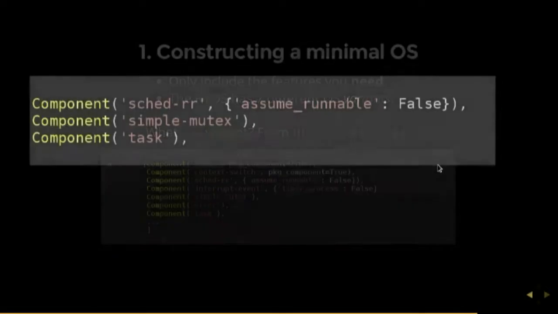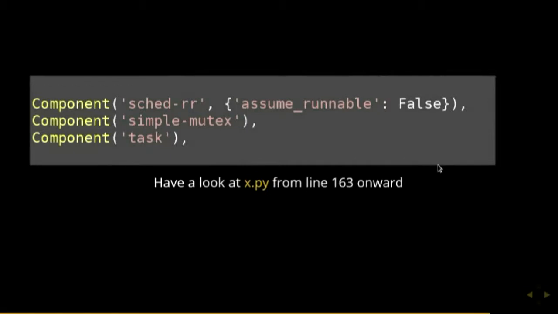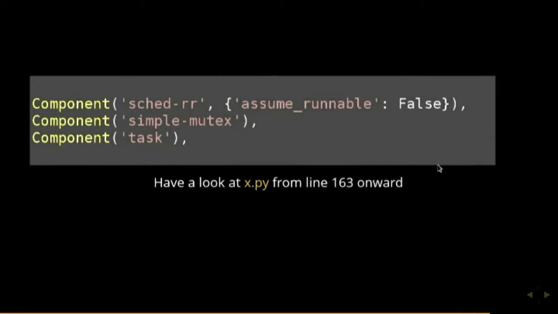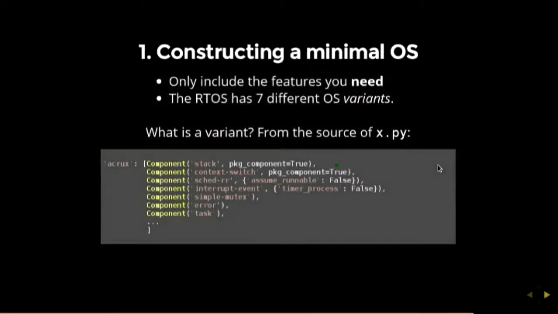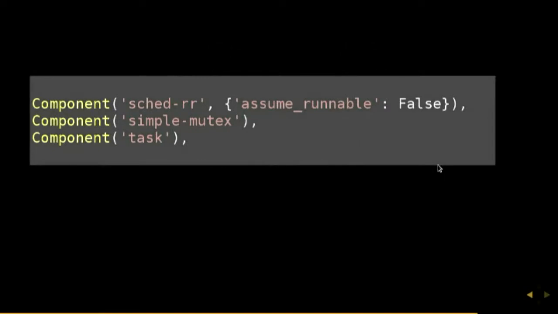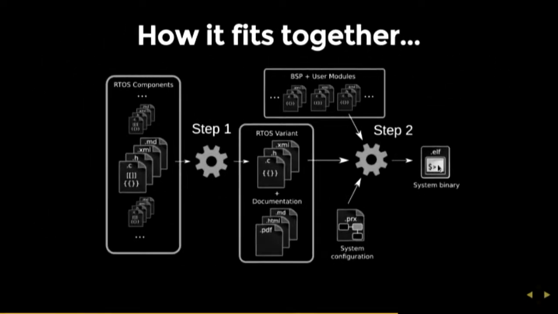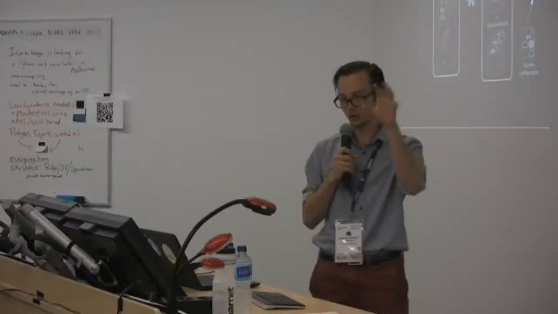And where this comes from, if you're interested, is a file called x.py inside the eChronos repository. If you open that up and look at line 163 onward, you'll see a bunch of definitions that basically describe what each operating system variant consists of. That allows you to construct an operating system that only contains the features that you need. And that is, as you've seen on that diagram before, the first step of constructing an eChronos header and C file. But that's not the entire process, because you still haven't got these little macros that you were using.